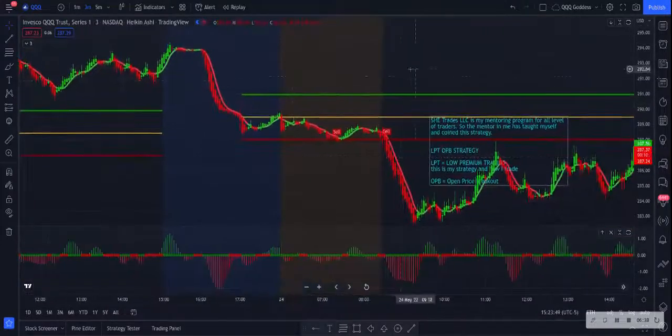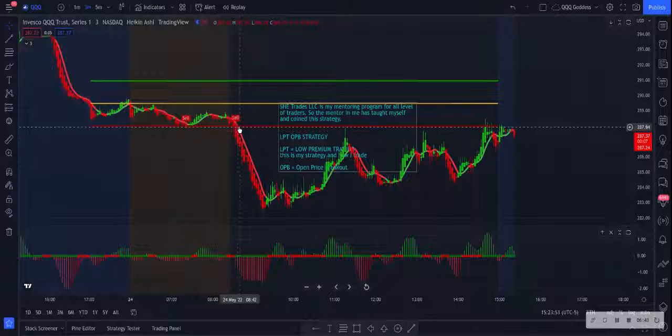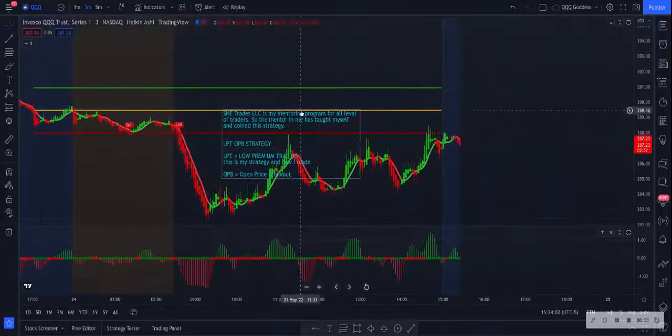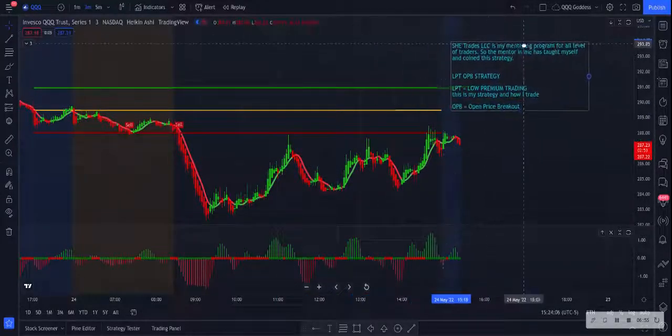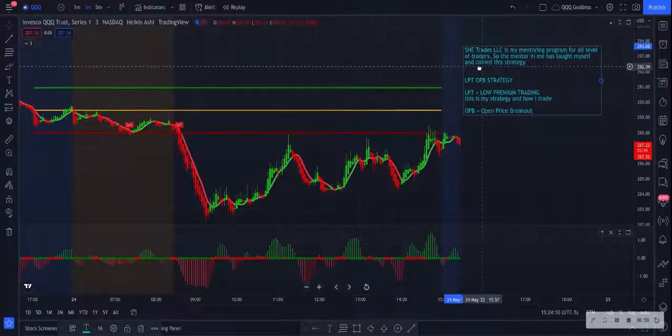So that's why I told you over here, price needs to be all the way below this red line or all the way above the yellow. The in-between is kind of just quick scalps. If you like to scalp, then that'll work for you, but I don't like to scalp. So I use this strategy mainly on QQQ.